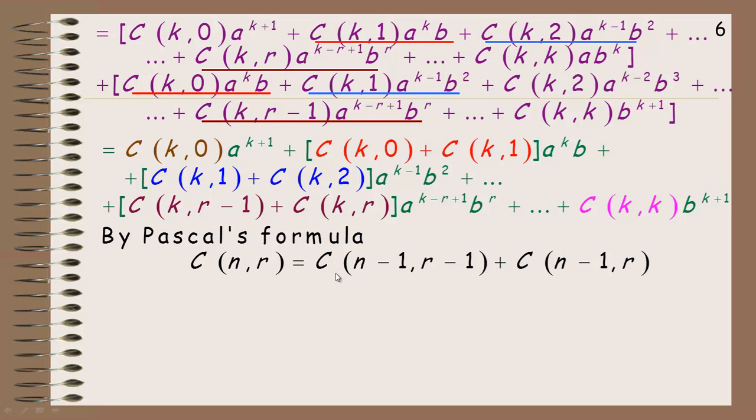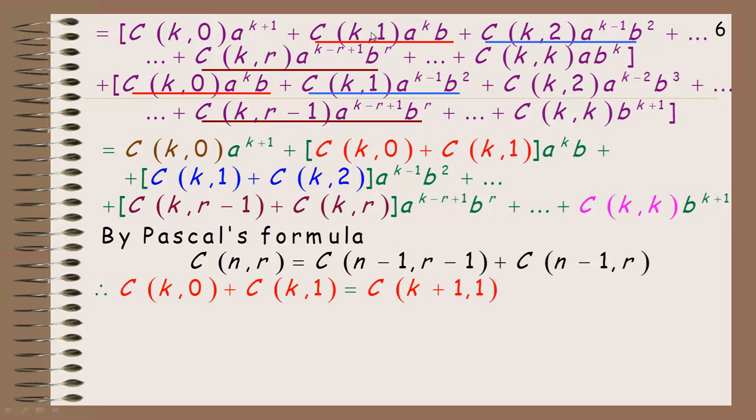Now, by Pascal's formula, if you're adding two combinations that start with the same first part, the n term, which is actually n minus 1 in this case, and the two second parts of the combination differ by 1, so this is r and this is 1 less than r, then those two combinations add to n choose r. Notice that the second number is the same as the bigger of the two r's, and the n part is 1 bigger than each of these. If you remember Pascal's triangle, this is what you're doing when you add two numbers and get the number in the row below.